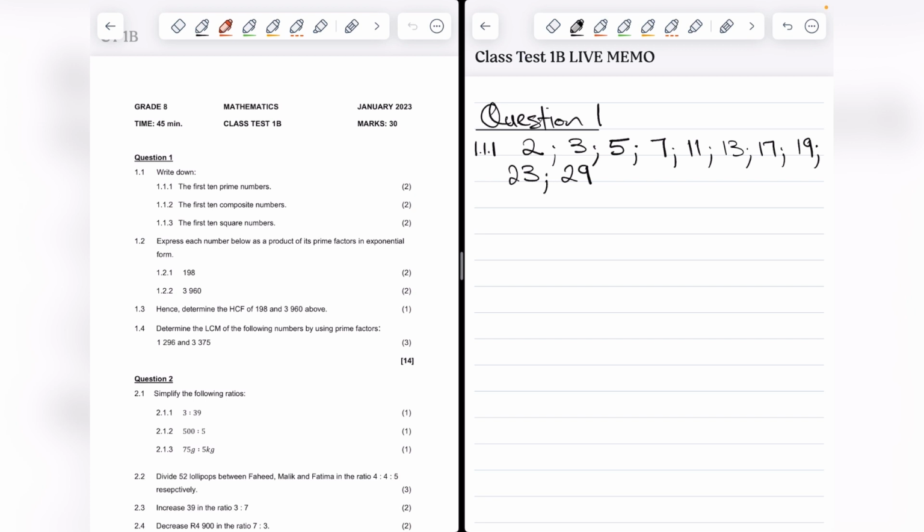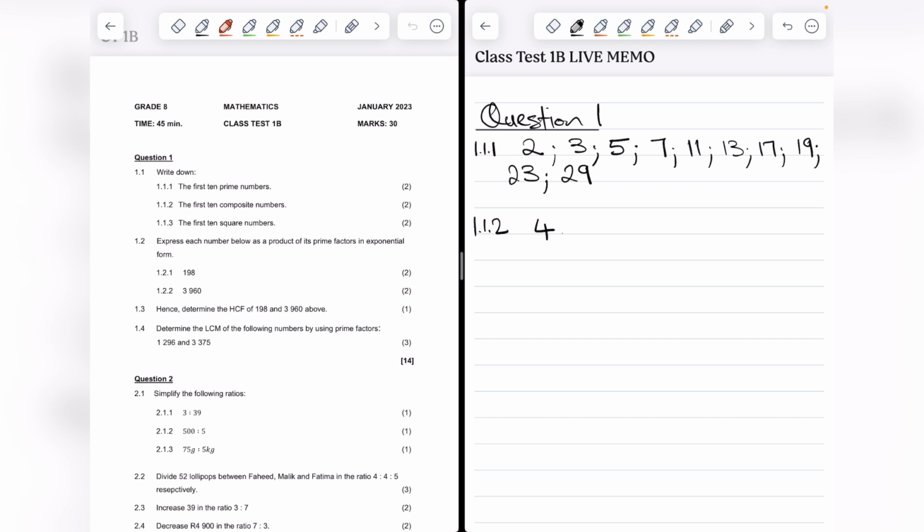Right, so moving on straight to 1.1.2: the first 10 composite numbers. Composite numbers are basically all the natural numbers that are not prime numbers. So the first composite number would be 4. A lot of you make the mistake of writing 1. 1 is not a prime number. 1 is also not a composite number. So 1 is excluded from both lists.